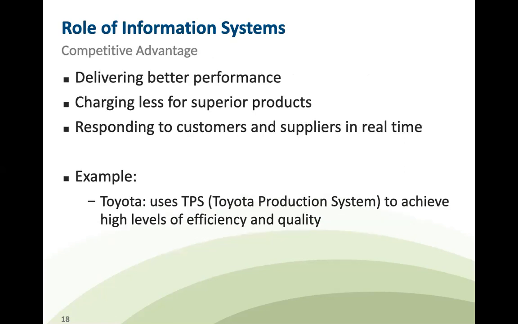And then let's see how this competitive advantage is reached with information systems: delivering better performance, charging less for superior products, responding to customers and suppliers in real time. So if we consider this simple example, Toyota uses TPS, Toyota Production System, to achieve high levels of efficiency and quality.